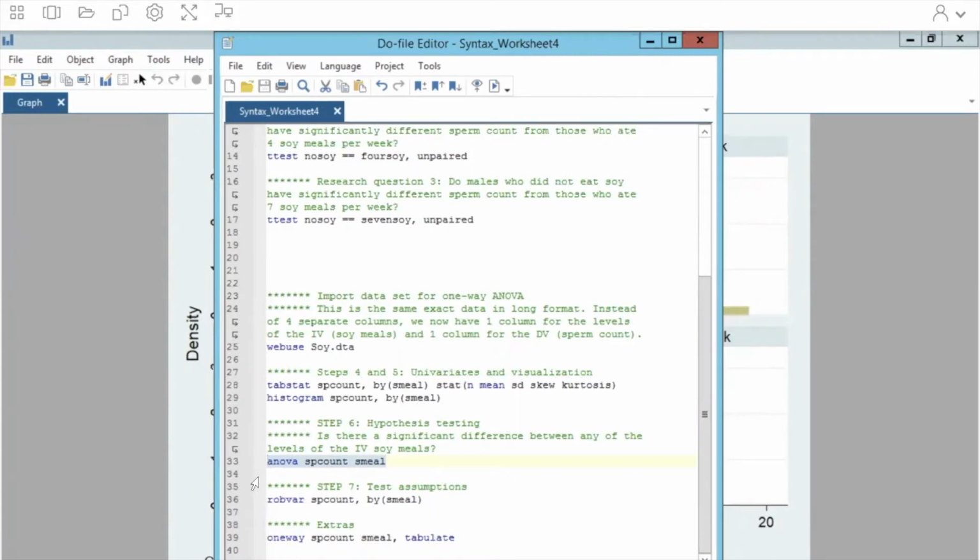So the first way to run an ANOVA, pretty simple. The command is ANOVA. Just like with regression, you want to follow that with your dependent variable. Okay, so our command is ANOVA, the dependent variable sperm count, and our one independent variable soy meal. Again, this will tell us if there's a significant difference anywhere in our data set.